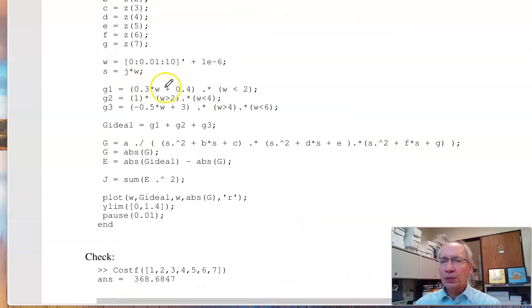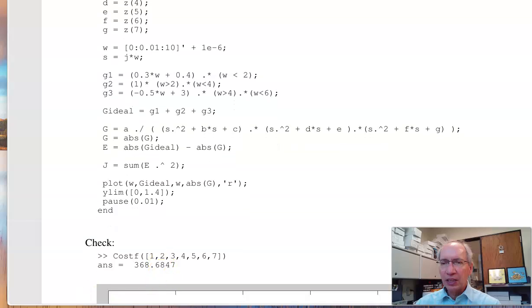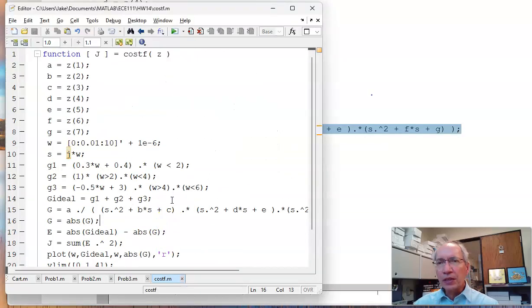So here's between 0 and 2, there's the curve. Between 2 to 4, the gain is 1. Between 4 and 6, there's the gain. Add them all up, I get the gain versus frequency. What actually it is, based upon a through g, is this one. Take the magnitude, take the difference between the two magnitudes, return the sum squared difference, and that's my cost. So if I try 1, 2, 3, 4, 5, 6, 7, I get a cost. So let's try that. Here's my cost function.